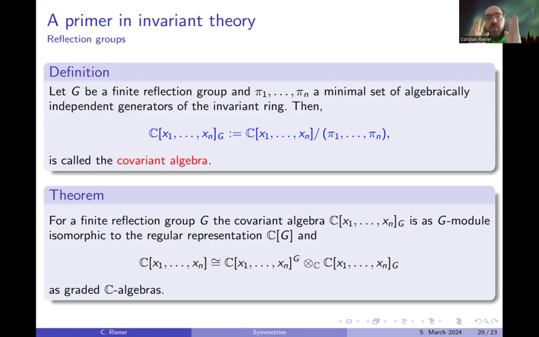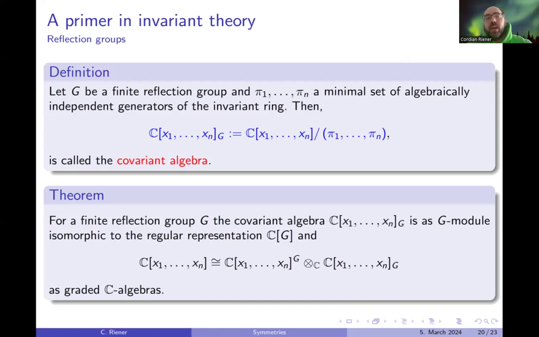So I have these for finite reflection groups, we know that there is always a minimal set of generators pi1 to pi n, which are algebraically independent. Those I can use to define an ideal in the polynomial ring, and I can look at the quotient of my polynomial ring with this ideal. Okay, and then a little bit of algebra tells you already that this will be a finite dimensional C vector space, because those things are algebraically independent. And this is what we call the covariant algebra.